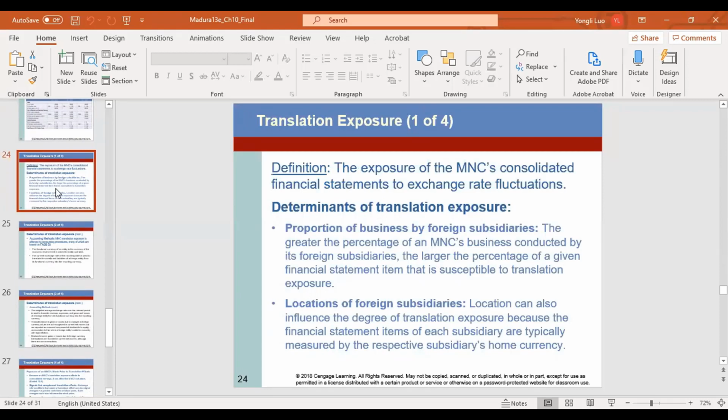Translation exposure is the exposure of the MNC's consolidated financial statement to exchange rate fluctuation.